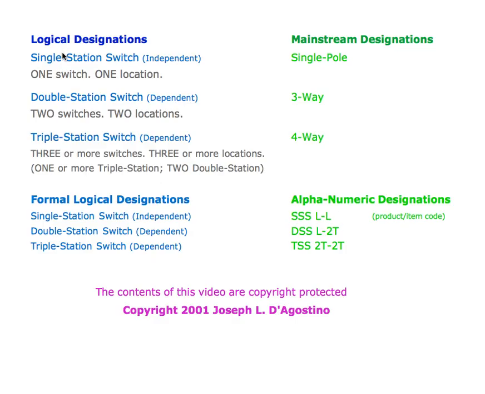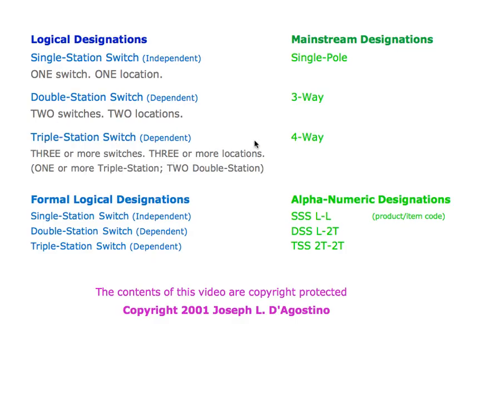So single station switch, independent, works all by itself just fine. One switch, one location. You can call it single pole, but that tells you virtually nothing meaningful. Double station switch, it's dependent. There has to be 2 of them. 2 switches, 2 locations. The word double, you would call it three-way, which I really hate. Triple station switch, there has to be 3. There can be more, but there has to be 3. And 3 or more locations.